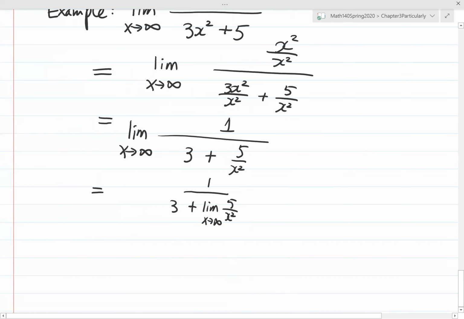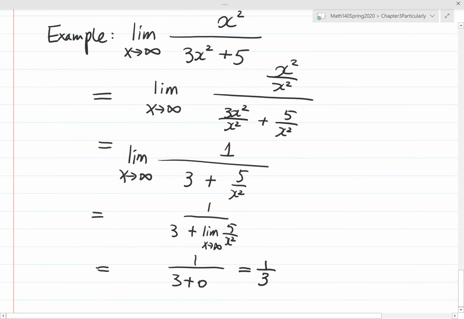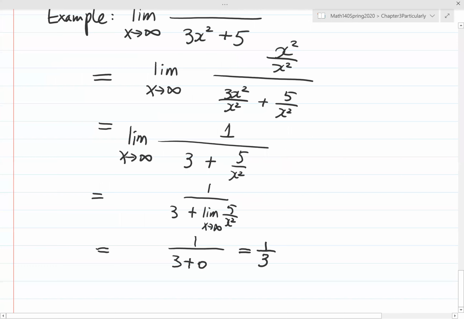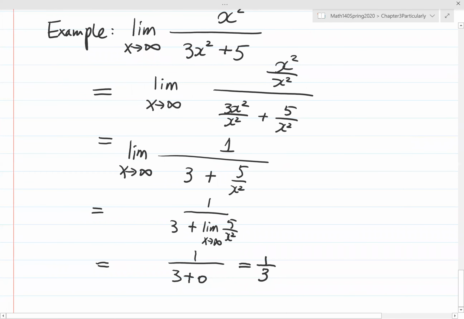As x becomes absolutely large, 5 over x squared gets absolutely close to 0. So this limit is 0, and the answer is 1/3. You see, 1/3 is exactly the ratio of the highest coefficients. 1 is the coefficient of x squared in the numerator, and 3 is the coefficient of x squared in the denominator.